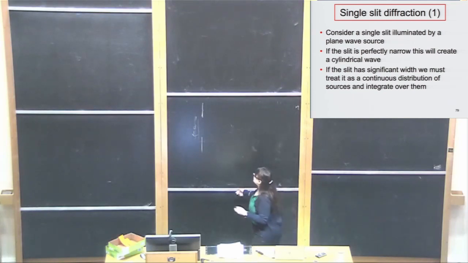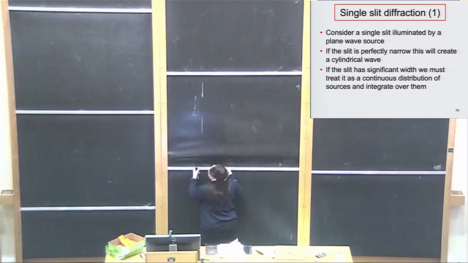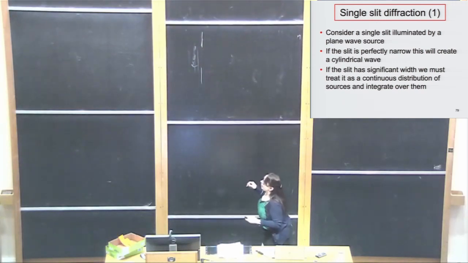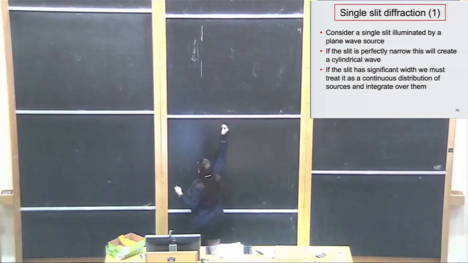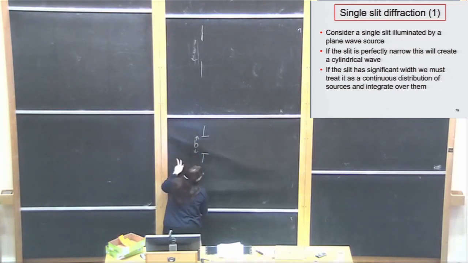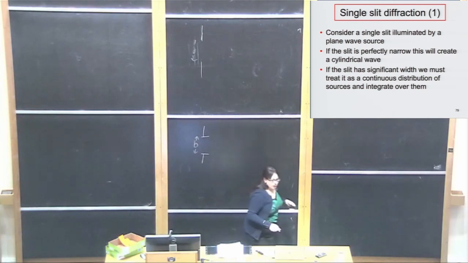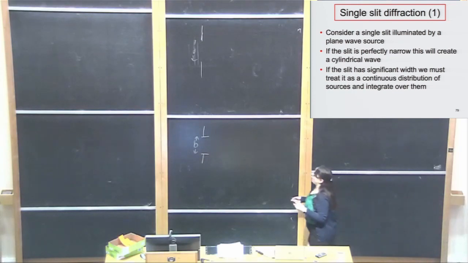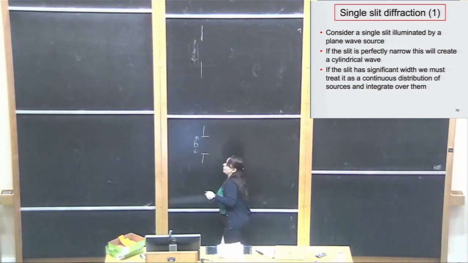And now the first interesting problem that we're going to look at today is that of single slit diffraction. And by single slit, I mean a single finite width slit, which I'm going to say has a width b. So what we're going to do is shine light onto a single slit and just try and work out what the intensity distribution looks like.